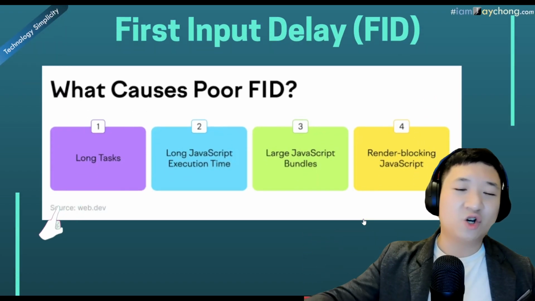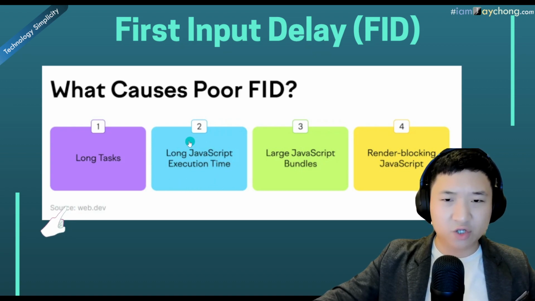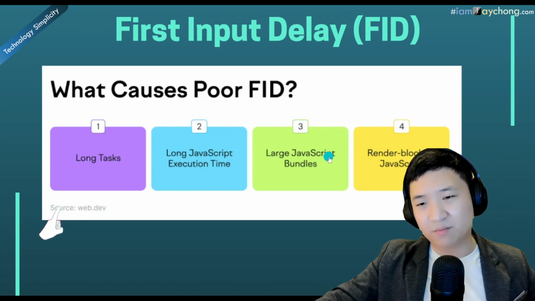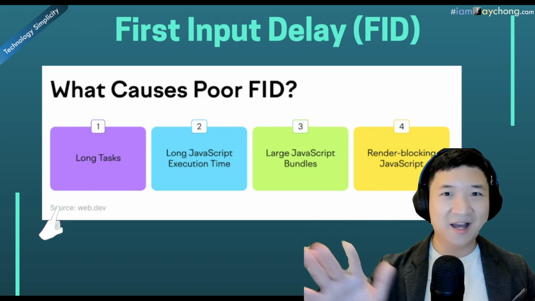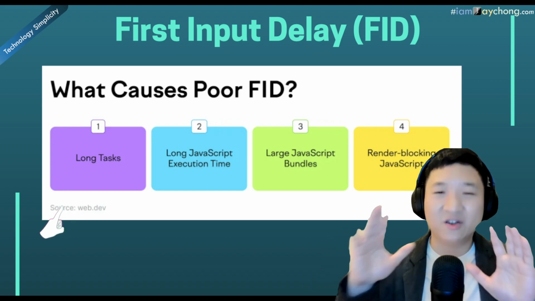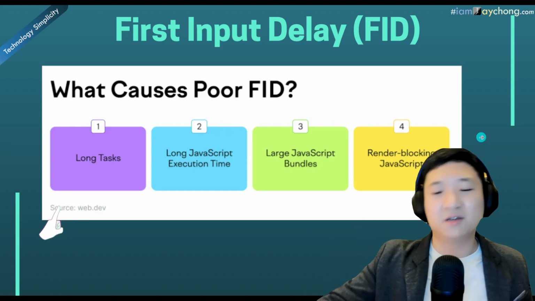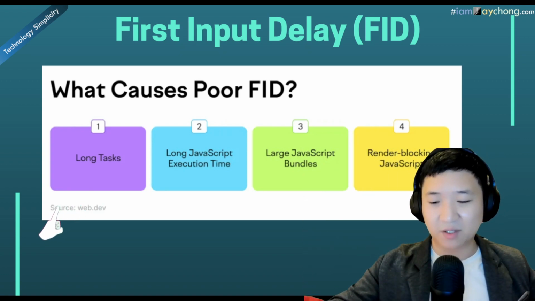So what causes a poor FID is more like long tasks, long JavaScript execution time, large JavaScript bundle, as well as render blocking JavaScript. Very technical. I'm not going to explain one by one, just share it with you. If you want to learn more, click on this. It will lead you to another web page to explain all this from a very technical perspective.